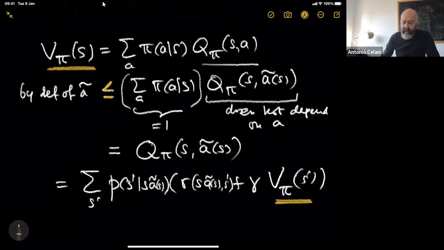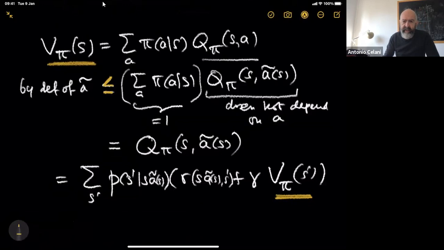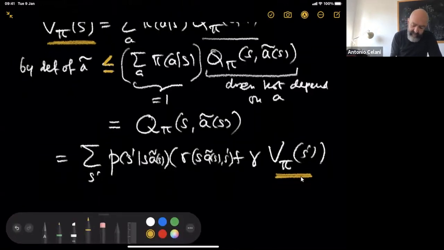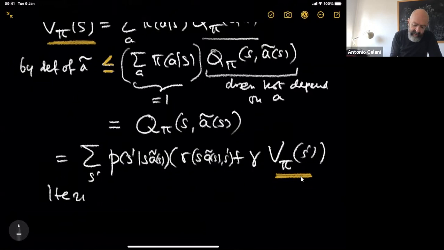So what we're going to do here is plug this inequality back in here. So this object here will be smaller than something on this side. Okay, so I'm going to apply this inequality again, iteratively. V pi of S prime is going to be smaller than some other thing, okay? So let me write it explicitly. Iterate the inequality.